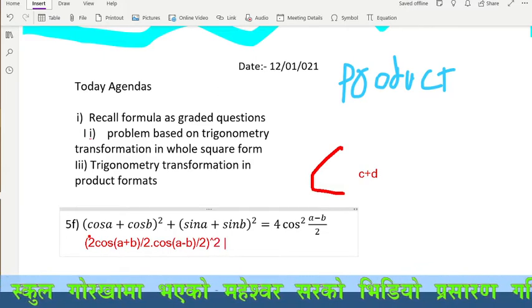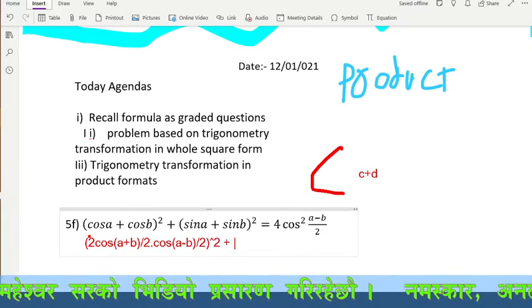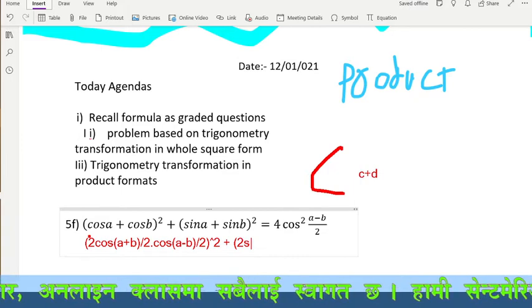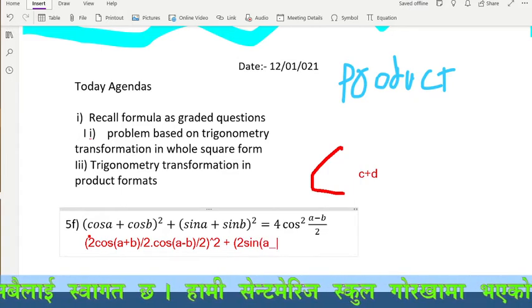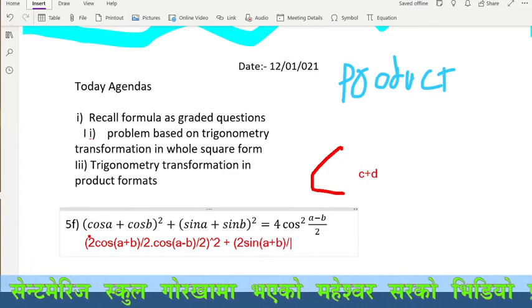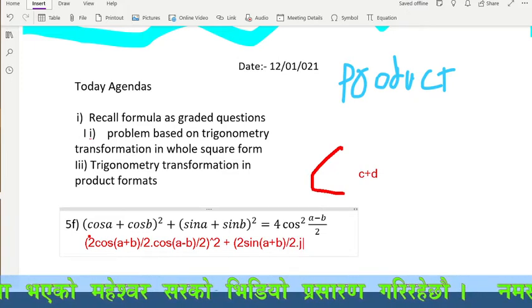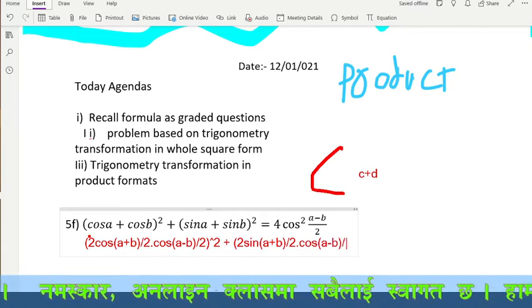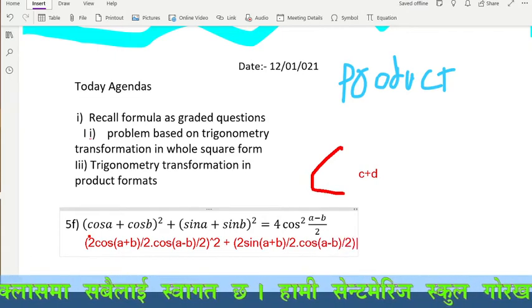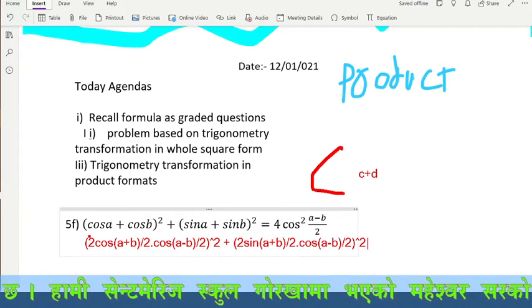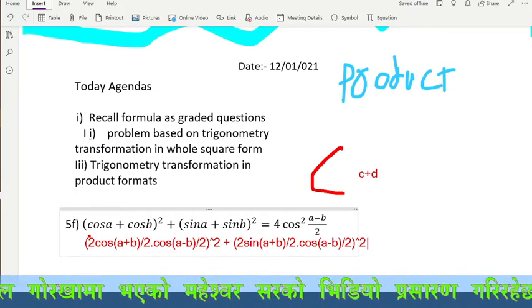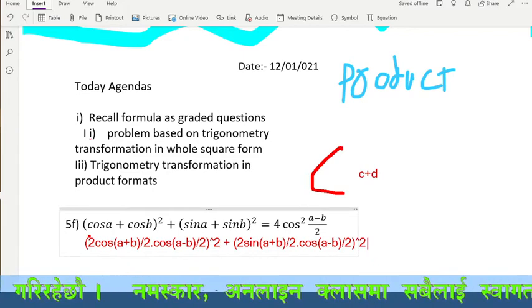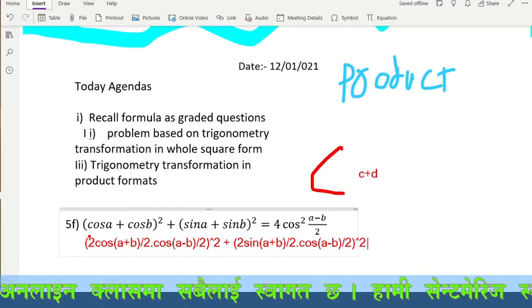Then for sine, we'll also get the same case. What will we get here? 2 sin of (A plus B) upon 2, dot, cos of (A minus B) upon 2, then there will be again whole square. Clear? So now, when we apply this formula, there will be something common. What is common there? Anybody can say what is common?